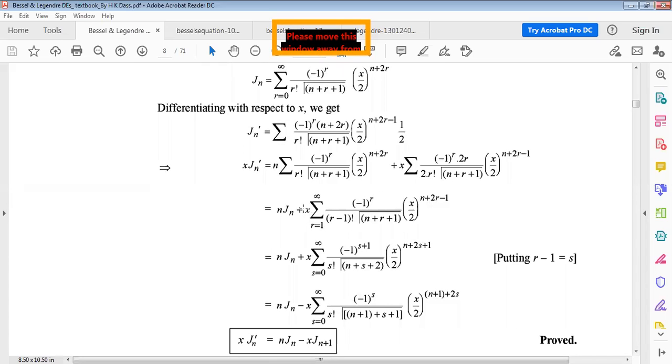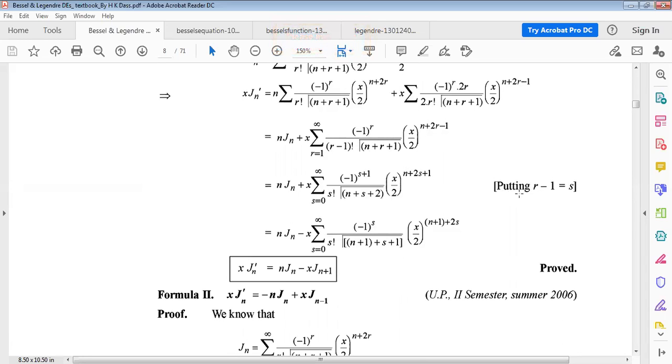Then we get this is also the Bessel function Zn x, and x into this is the series, and r factorial can be written as r into r minus 1 factorial. Okay, r cancels, we get this. So substituting r minus 1 equals s here, we can write this. This is also the Bessel function of n plus 1, Zn plus 1. This is the actual relation.